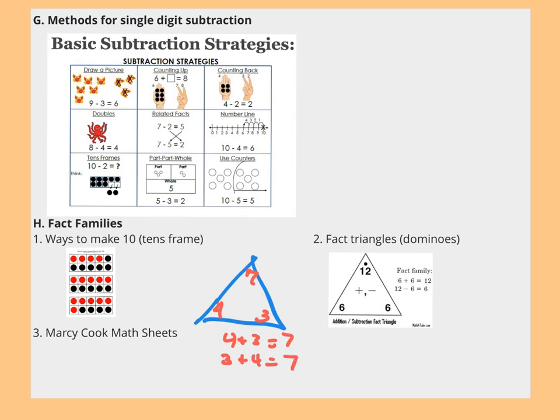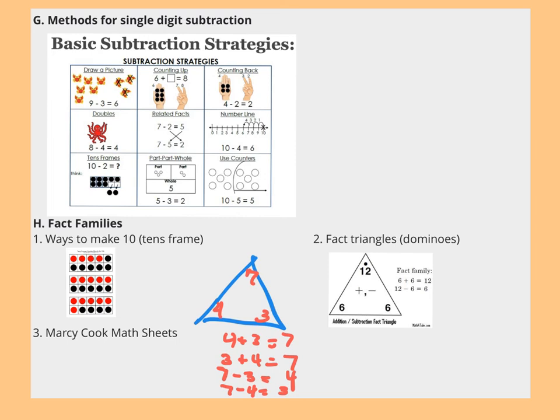Those are my two addition facts. I can also write subtraction facts. 7 minus 3 will give me 4, and then 7 minus 4 will give me 3. And this is what we would call a fact family.